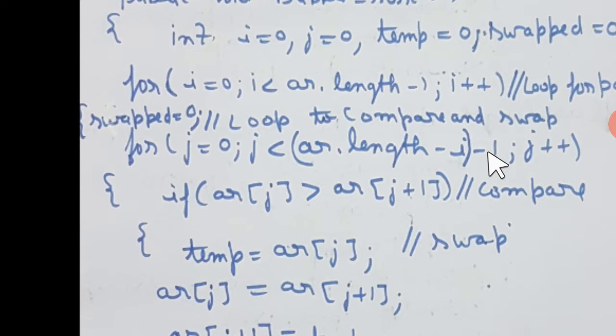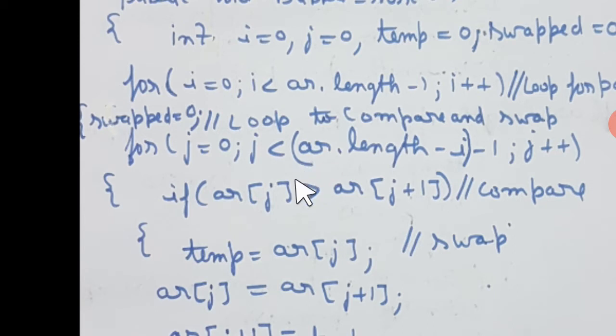Students, this is the loop for compare and swap, and as I've shown you in the example, every time we reduce our scope of comparison by 1, so that is why minus i and minus 1 both are used here. You can see arr.length minus i minus 1. So when I compare during the first pass, I always begin with 0. If there are 5 elements, I compare 0 with 1, 1 with 2, 2 with 3, 3 with 4, and 4 with 5. Is it correct?